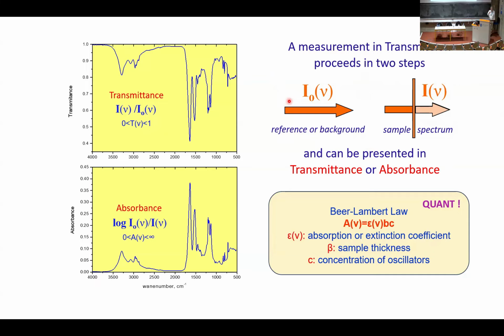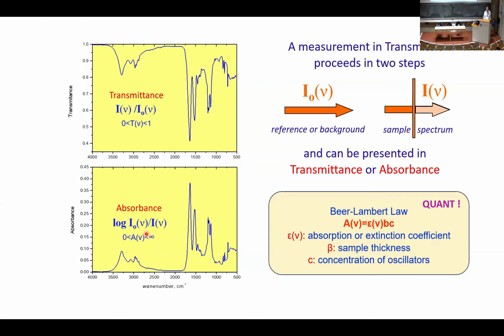And transmittance is the type of spectrum where the peaks are looking down. And it's the most common type of representation in the literature. I would strongly suggest that you don't use it. And instead of transmittance, you're using absorbance, which is the log of the inverse ratio. So the peaks would look up.